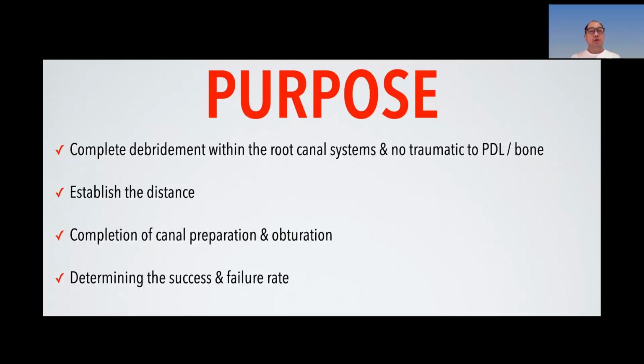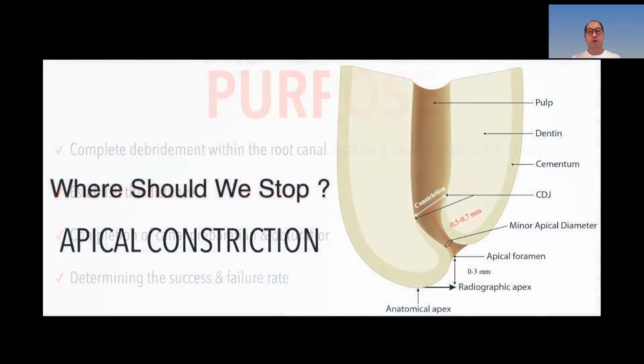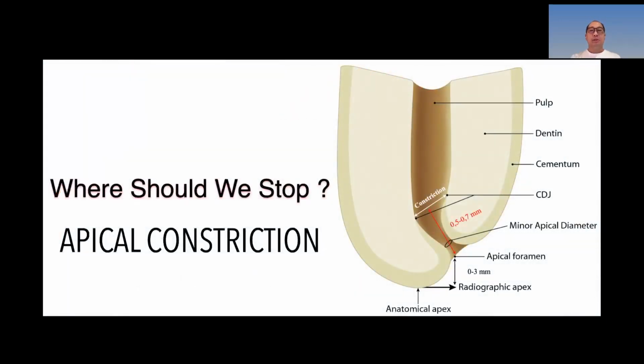So I think that's why working length is important, because the purpose, of course, is to complete the debridement. We are avoiding creating trauma to the periodontal ligament, and we also need to establish the distance we want to shape, completion of the preparation, also obturation, and the last things that determine the success and the survival rate of our endodontic treatment.